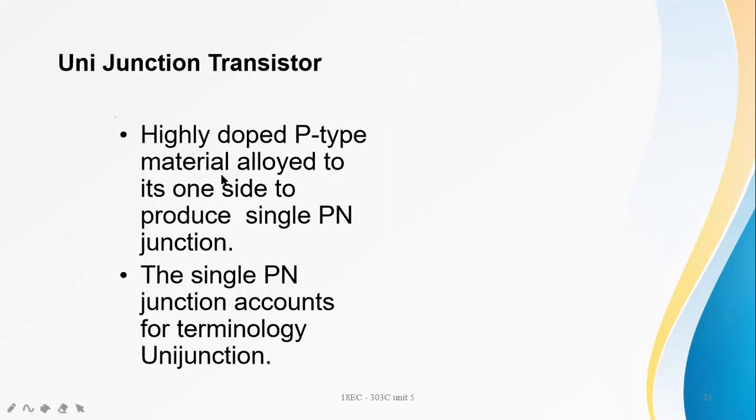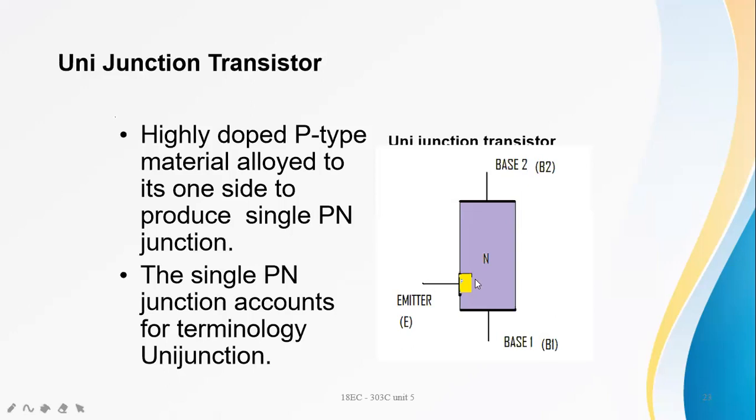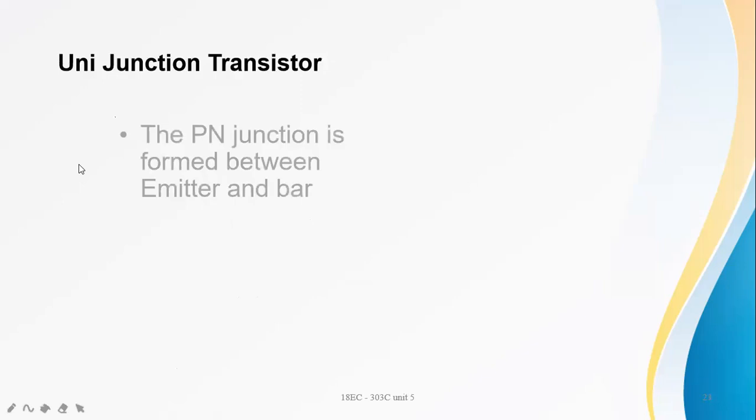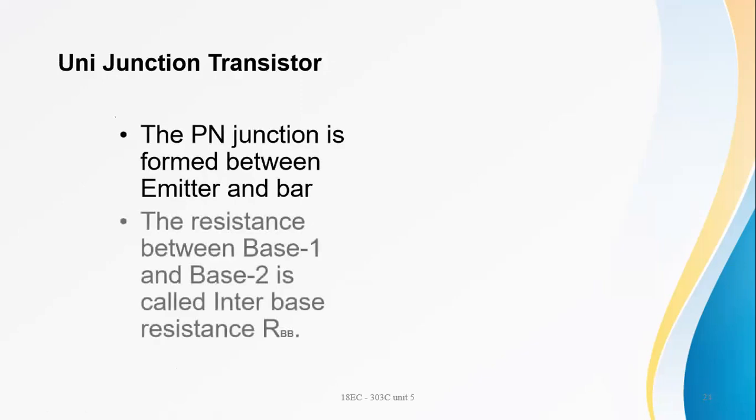This heavily doped P-type material is attached to one side of the N-type bar to produce a single PN junction. That means there is an N-type silicon bar and a heavily doped P-type region, so there is a formation of a single PN junction. That is the reason it is called unijunction transistor. It has only one junction. The PN junction is formed between the emitter and the bar.